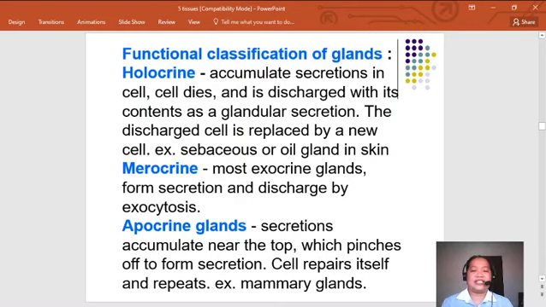Apocrine glands. Secretion accumulates near the top, which pinches off to form the secretion. So the cell repairs itself and repeats its function. One good example is the mammary glands. A portion of the gland is removed, then it heals and is replaced by another cell.